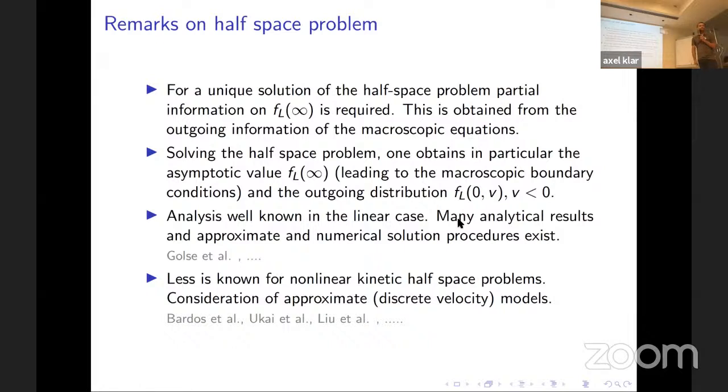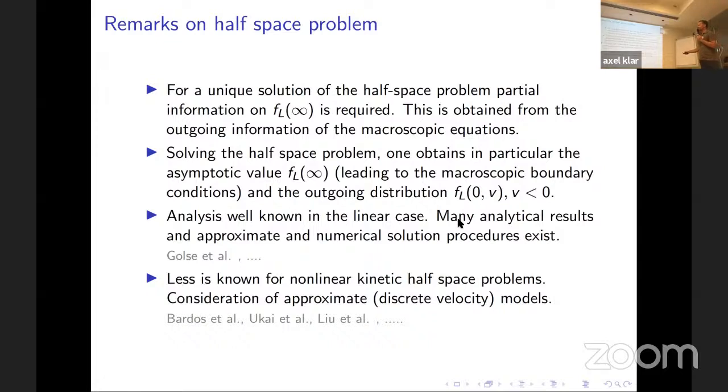And now let's look at these half-space problems. Of course, this has been done in theory. It's a topic which has been discussed for, I would say, 20 or 30 years. It's still ongoing. People did a lot of work in the linear case. So there are many analytical and numerical results, approximate solutions. It's François Golse, one of the driving forces around 2000. But I didn't really include that here. It's a tremendous list of people working on these problems.